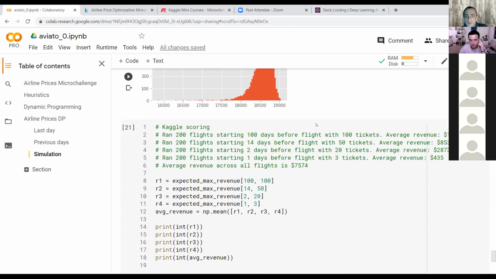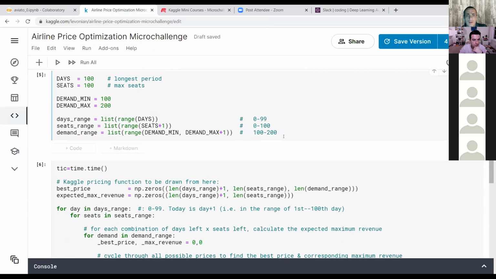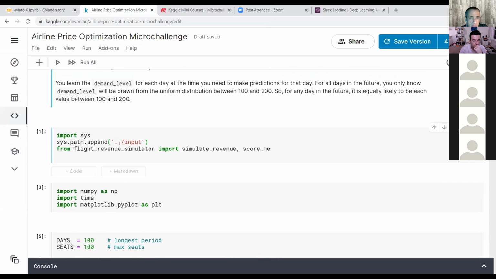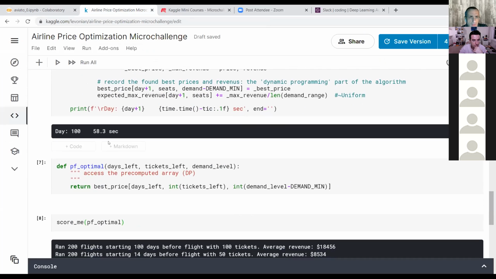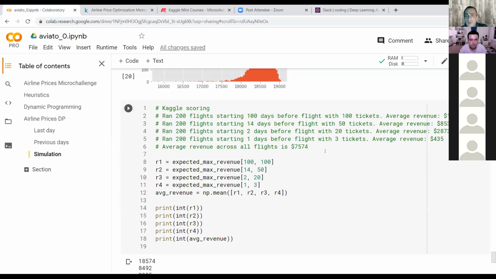And finally, I compare this to the Kaggle pricing. So coming back to my Kaggle notebook, they have this handy function called, where was that? Yeah, score me. Basically, you use score me, and it gives you a few expected revenues for 200 flights from a few configurations, and then they take the average of those revenues, and that determines your optimal score. So that's what they do, and I try to replicate that here.